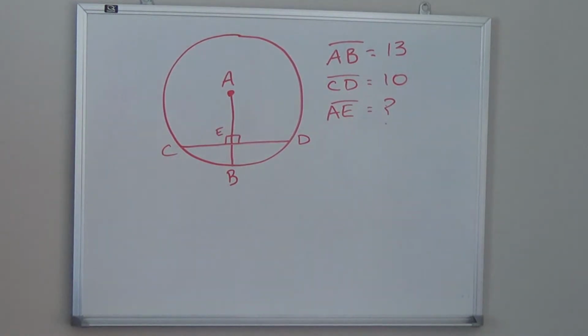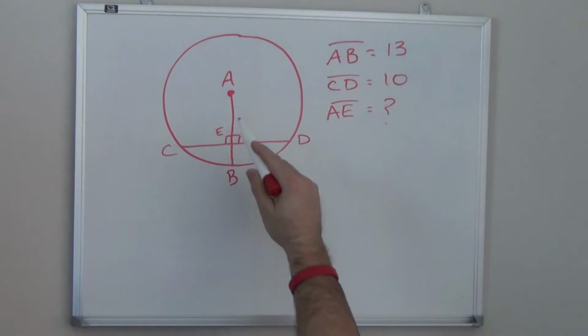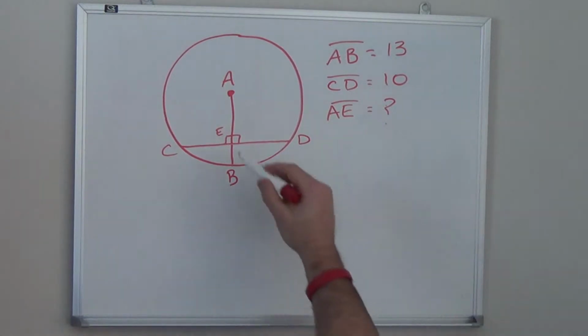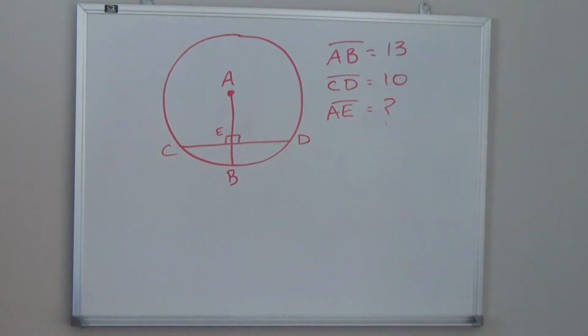Okay, and we're back, and let's see what we have here. We've got a circle. I should have written that A is the center. I did not, but A is the center. They tell us that A to B is 13. They tell us that C to D is 10. And we're just looking for this little length, A to E, which I'm going to guess is going to have to be less than 13.